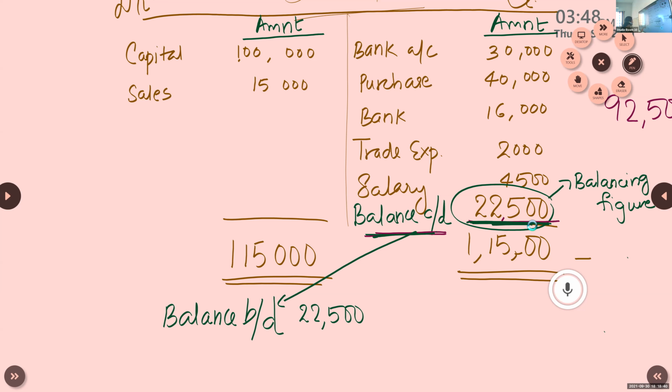Okay, is that clear? Now, if you get the balancing figure on the debit side, then what balance is that? Credit balance. Very good. It is the credit balance.